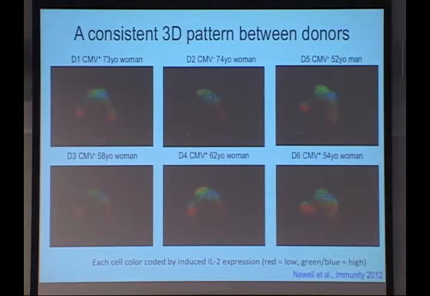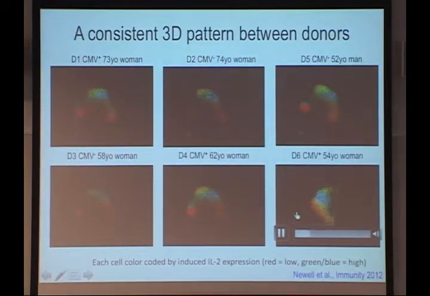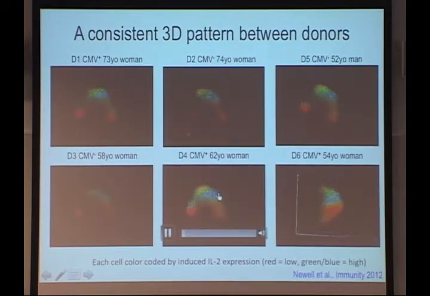The other thing about this is that I did the same analysis on 6 different donor CD8 positive T cells, and they all have a similar pattern, and it's most obvious when you look at it in 3D. And this is probably the most different one, where it's a little bit scrunched. But when you look at it in 3D, you have the same sort of pattern.